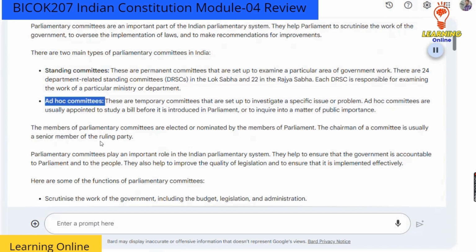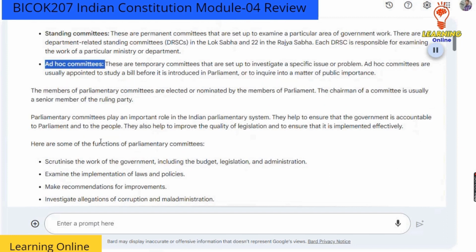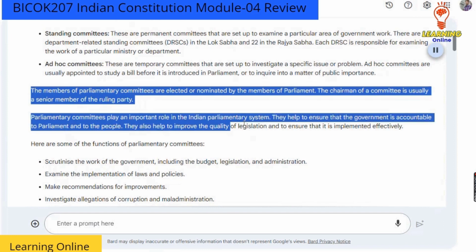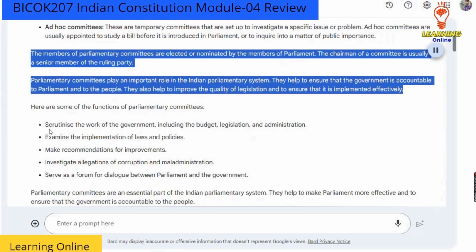Ad hoc committees. These are temporary committees that are set up to investigate a specific issue or problem. Ad hoc committees are usually appointed to study a bill before it is introduced in Parliament, or to inquire into a matter of public importance. The members of parliamentary committees are elected or nominated by the members of Parliament. The chairman of a committee is usually a senior member of the ruling party.